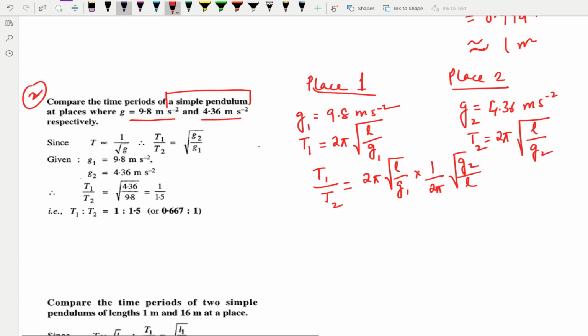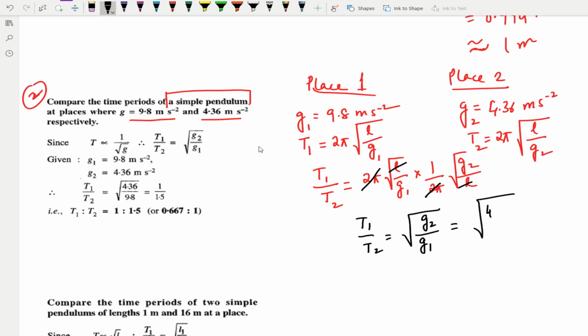You can see the 2 pi will get cancelled, also root L will get cancelled, and you will get T1 by T2 equal to root of G2 by G1. If you place the values of G2, which is 4.36, by 9.8, you will get 1 by 1.5. So we can say T1 is to T2 is equal to 1 is to 1.5.